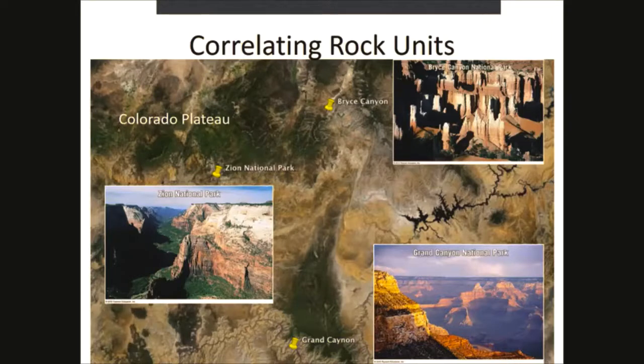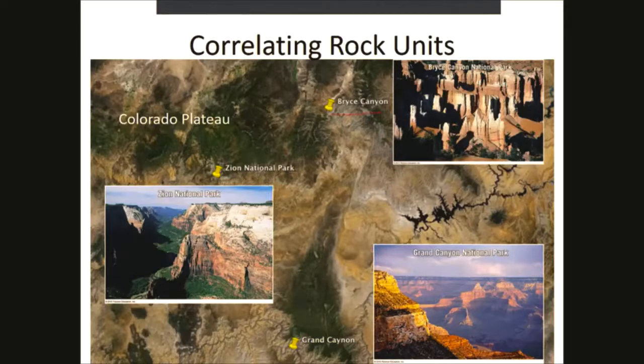This area is known for the very vibrant, colorful bands or layers of sedimentary rock, because for hundreds of millions of years, this was a sea floor on which layers of sediment were being deposited. And so up here you see Bryce Canyon National Park.